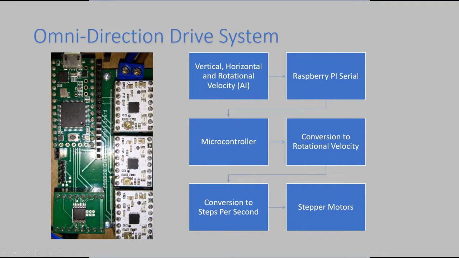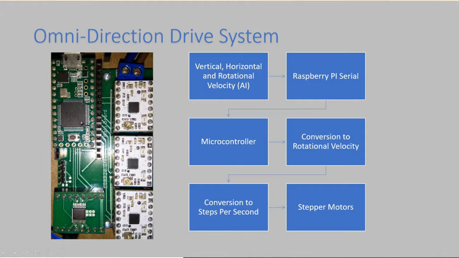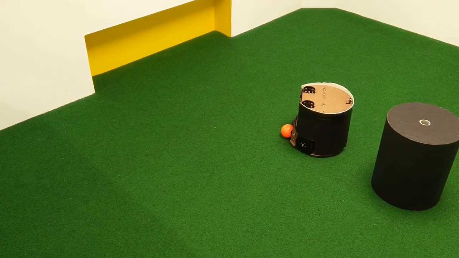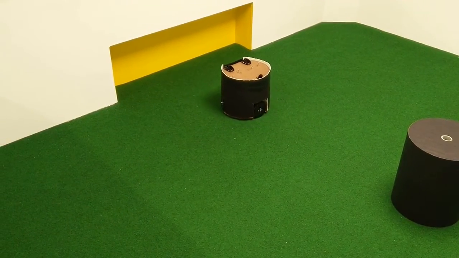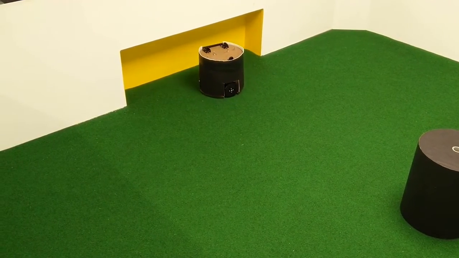The vertical, horizontal, and rotational velocity from the AI system is used to calculate the velocity for each of the 3 wheels. The rotational velocity of each wheel is then converted into steps per second for each of the stepper motors. The precise motion of the stepper motors enables advanced functionality such as mapping to be implemented.